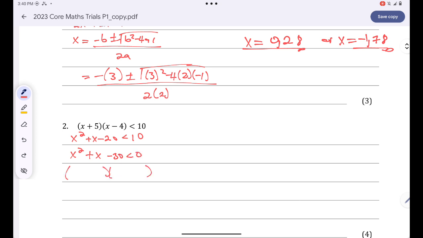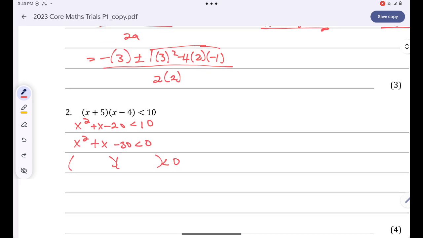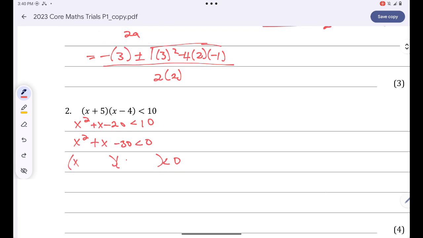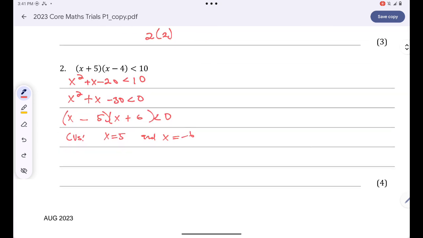I'm looking for the factors of 30 that when I subtract will give me 1. So those are just 5 and 6. I'll have plus and minus over there. And then my critical values, guys. Critical values are the values of x that will give me 0 over there. So I know that when x is equal to 5, I'll get a 0. And another one, when x is equal to negative 6, I will get a 0.